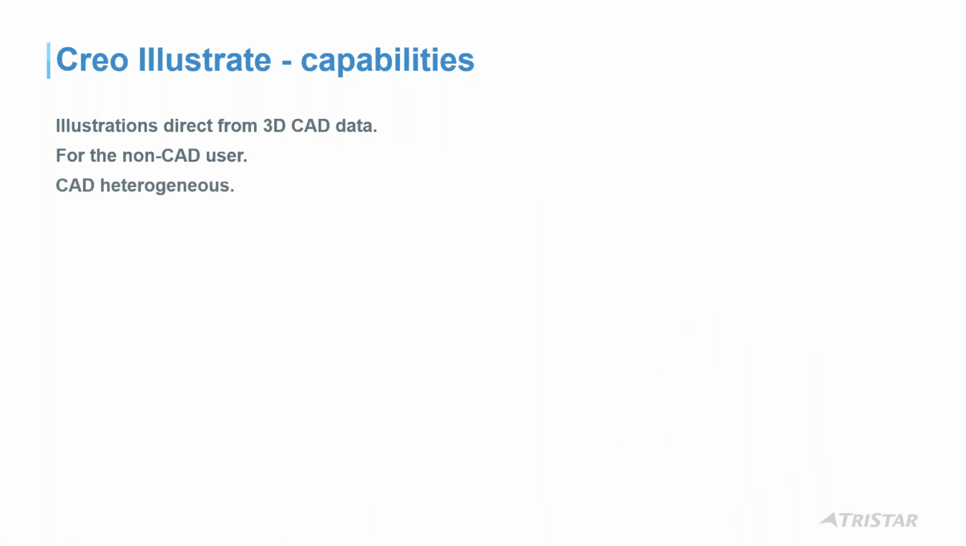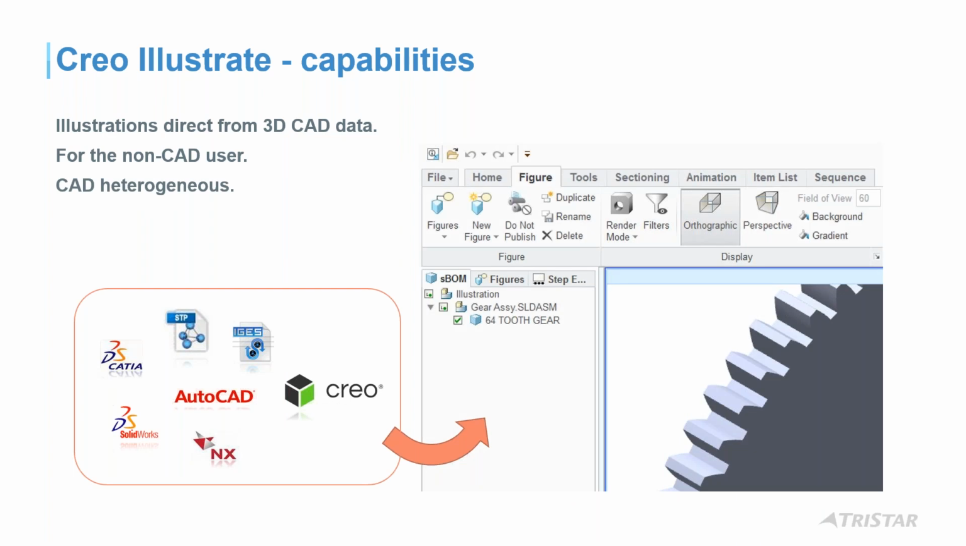It is CAD heterogeneous. That means it understands the majority of the CAD formats on the market today. So not only can I use Creo from PTC, but I can use other CAD in my illustrations. So I can import some of these other formats as natively as I would with CAD.